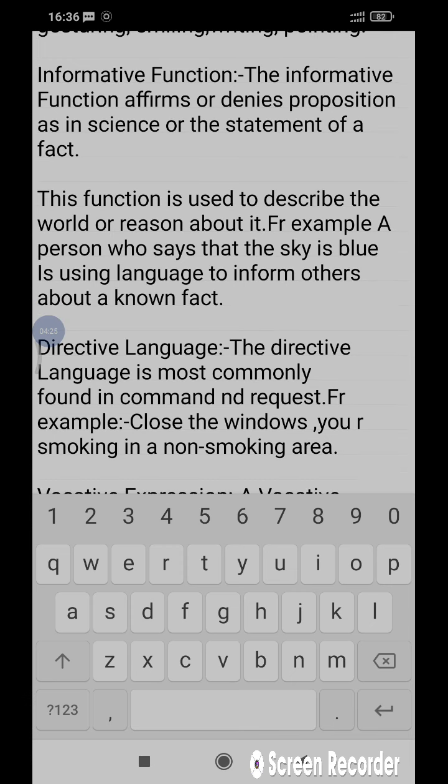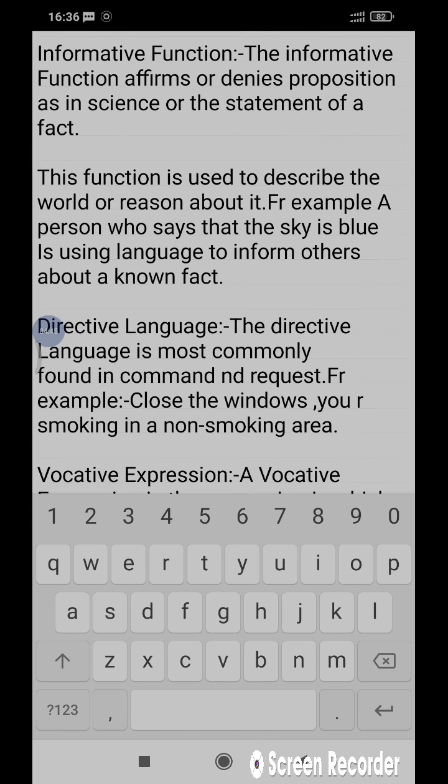This function is used to describe the world or reason about it. For example, a person who says that the sky is blue is using the language to inform others about a known fact. As I have discussed with you, the function is used to describe the world or reason about it. For example, a person who says that the sky is blue is using language to inform others about a known fact.